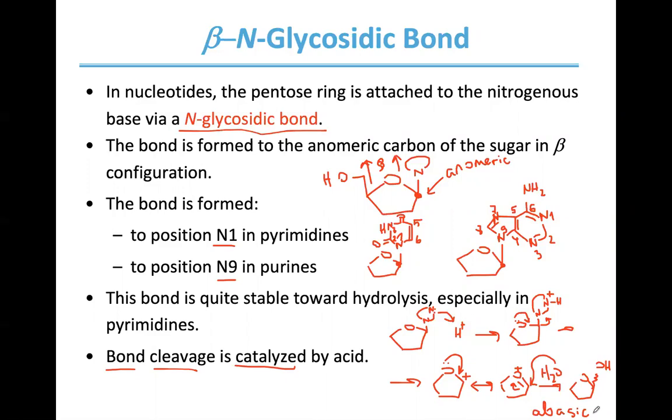Okay, going back to the original question. So this would be the mechanism. So this is the formation of this abasic ribose, right? And so it says here that the bond is stable, but especially in pyrimidines. So why is it more stable in pyrimidines? So aromaticity.